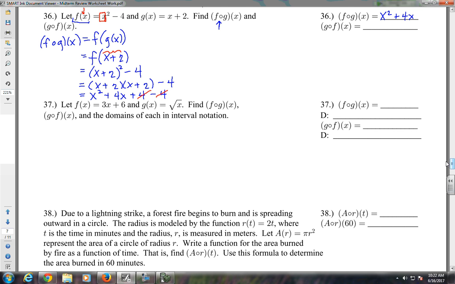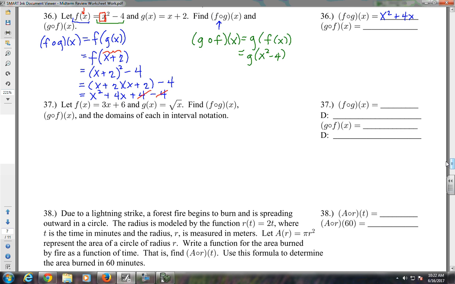We're going to have to evaluate this one in a different order. This time, G is going to be on the outside, F is going to be on the inside. So we begin by replacing f of x with its function rule, and G is going to wait its turn. So f of x gets replaced with x squared minus 4.